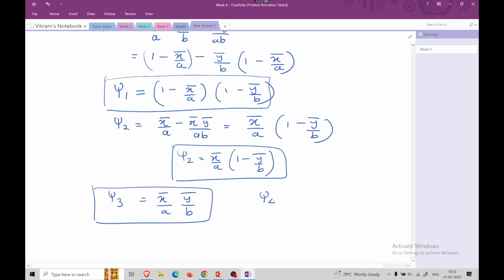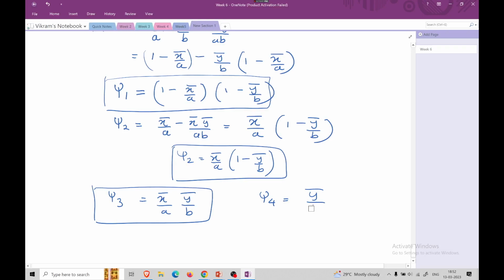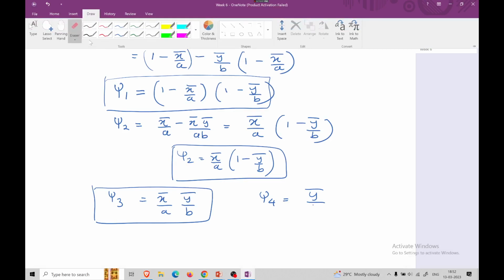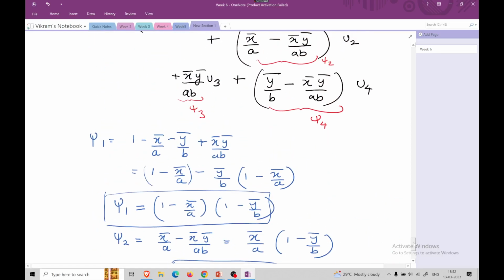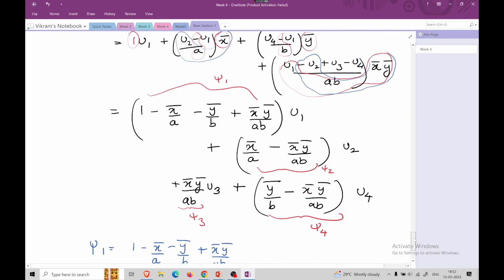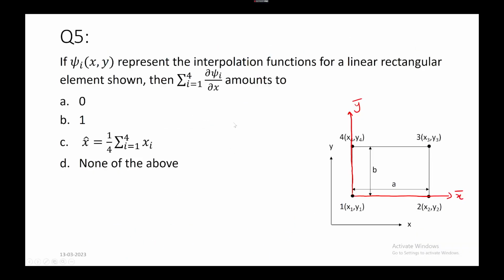Psi 4, if you observe, it will be y bar by b, into 1 minus x bar by a. So we have found all the four psis, and these are in the x bar y bar coordinate system. So psi 1, psi 2, psi 3, psi 4 found. We will now go back to the question and see what was asked.